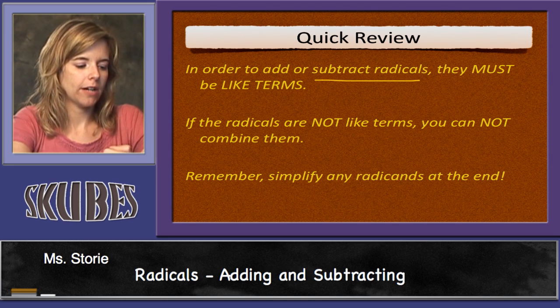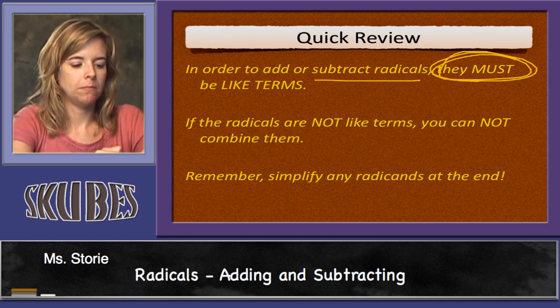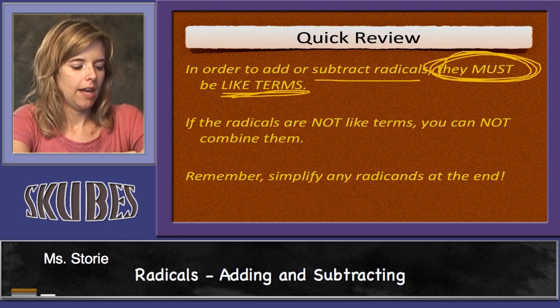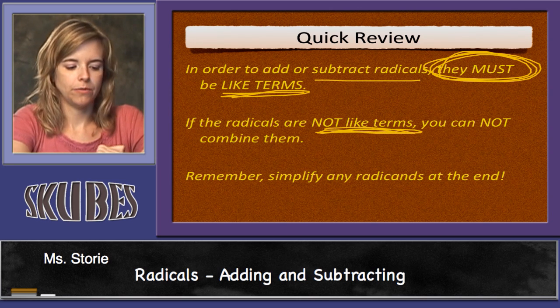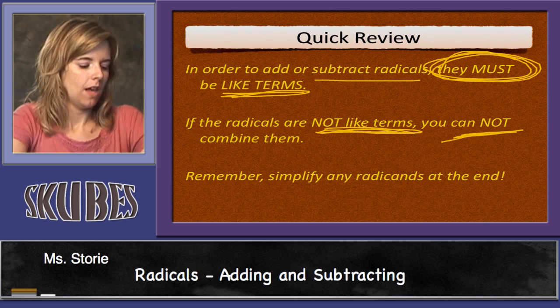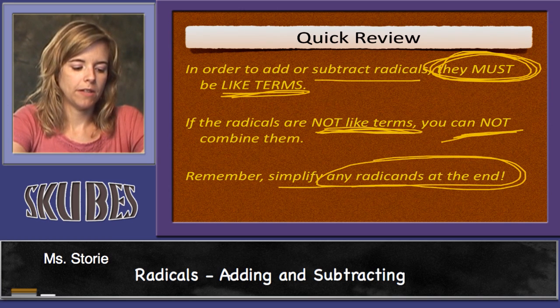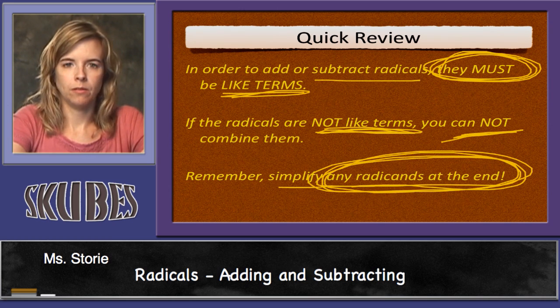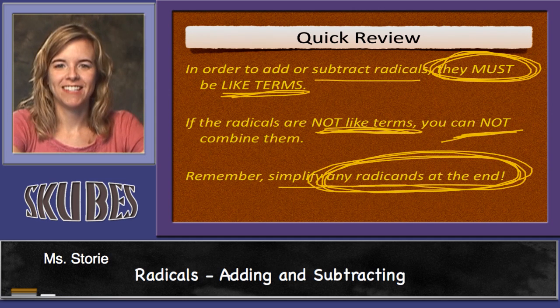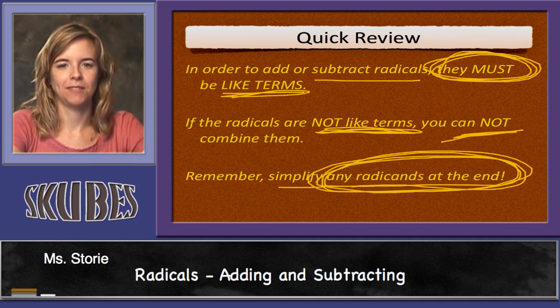Alright, in order to add or subtract radicals, they must, absolutely must, be like terms. If the radicals are not like terms, you cannot combine them. Remember, you have to simplify any radicands. You can simplify them at the beginning, or if you want to, you can simplify them at the end. And that's it for our lesson on radicals, adding and subtracting.